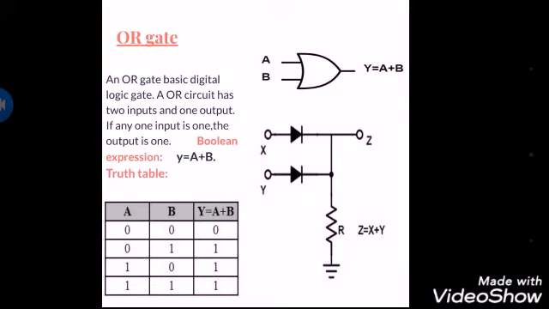A and B are the inputs and Y is equal to A plus B is the output, and there is a circuit diagram in which X and Y are the inputs. There are two diodes, R is the resistor and Z is equal to X plus Y is the output. There are 4 cases to know how the OR gate works.